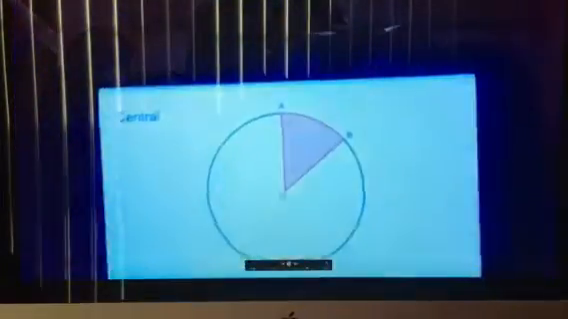The next theorem is the central angle. The central angle is always equal to the measure of the arc it forms. So here's an example of that. There's a central angle, there's the arc it forms, they're the same angle measure.